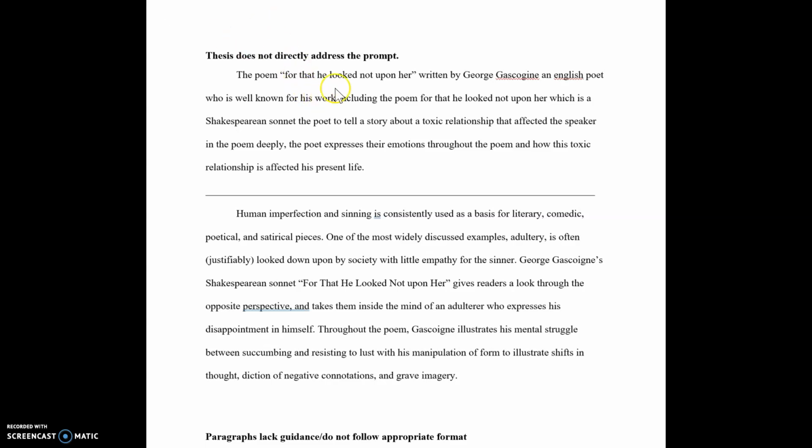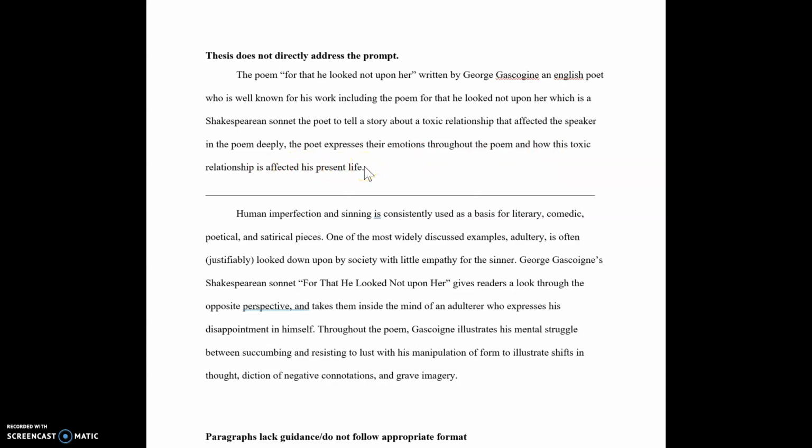The poem For That He Looked Not Upon Her, written by George Gascon, an English poet who is well known for his work, including the poem For That He Looked Not Upon Her, which is a Shakespearean sonnet, the poet to tell a story about a toxic relationship that affected the speaker in the poem deeply. The poet expresses their emotions throughout the poem and how this toxic relationship is affected his present life.